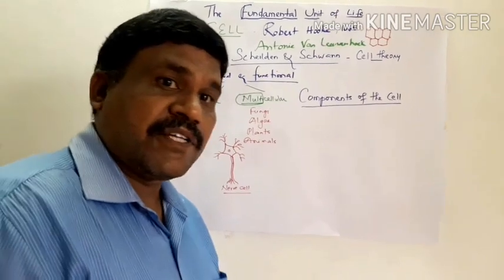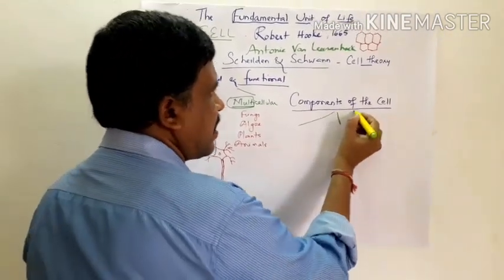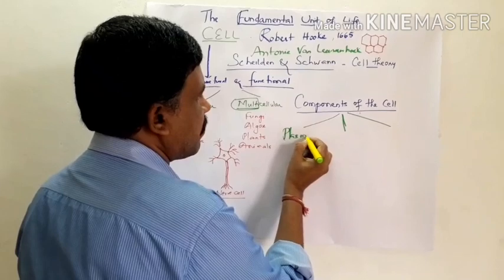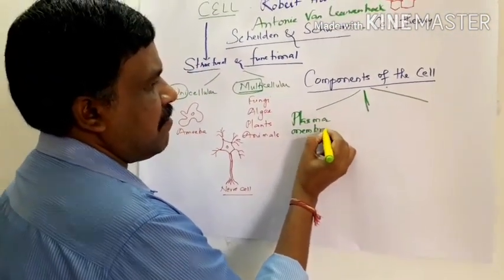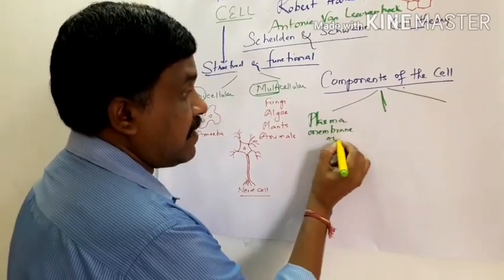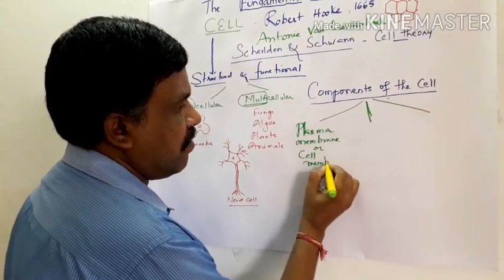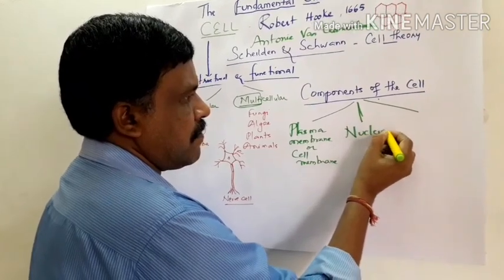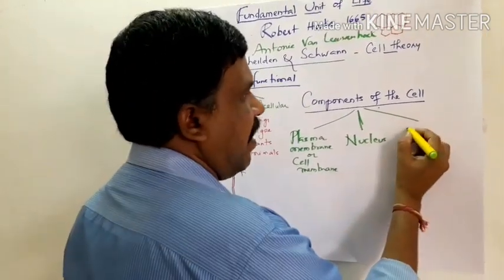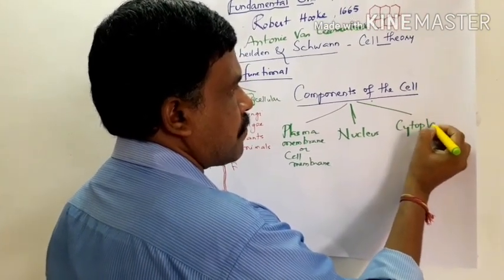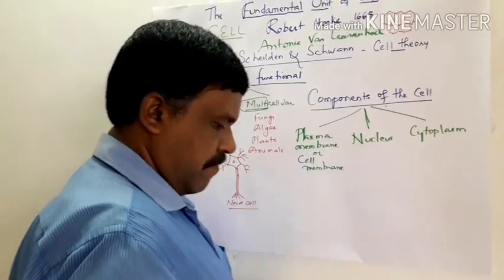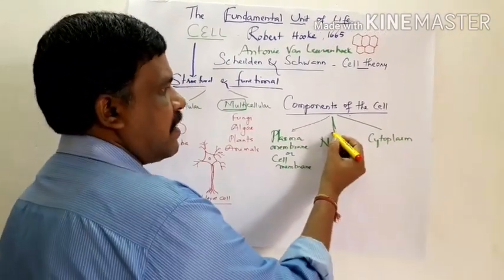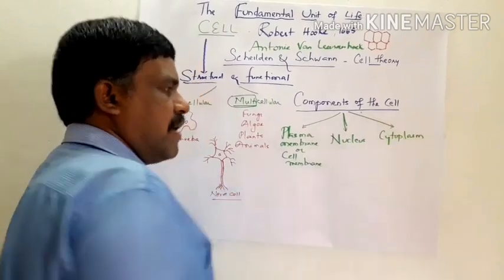So, dear children, three basic things are present in the living cell. One is called the plasma membrane. The plasma membrane is also known as the cell membrane. Another important one is the nucleus. The third one is called the cytoplasm. So we have three important things present in a living cell: the plasma membrane, the nucleus, and the cytoplasm.